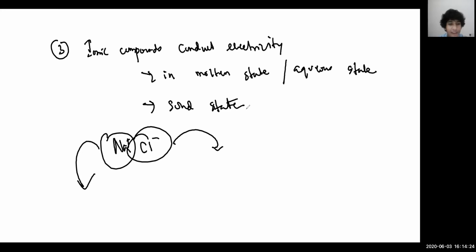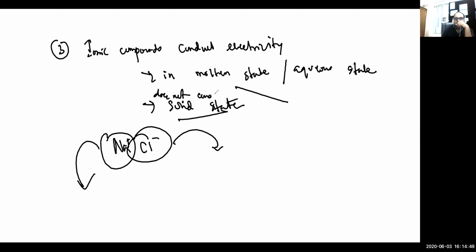Sir, what did you write for the second point? Solid state. Ionic compounds, when do they conduct in solid state? Does not conduct. Oh, sorry. Ionic compounds conduct electricity in molten state or aqueous state, but do not conduct in solid state.